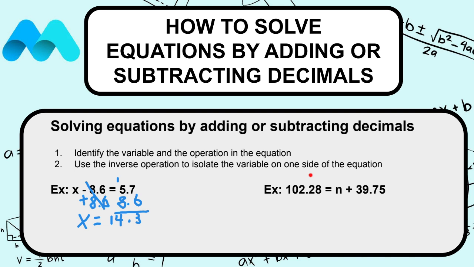Now I need to move on to step 2, where I use the inverse operation to isolate the variable on one side of the equation. So in this case, the operation is addition. So I'm going to use the inverse operation, which is subtraction. And I'm going to subtract 39.75 from both sides of the equation. And let me just write that in here.